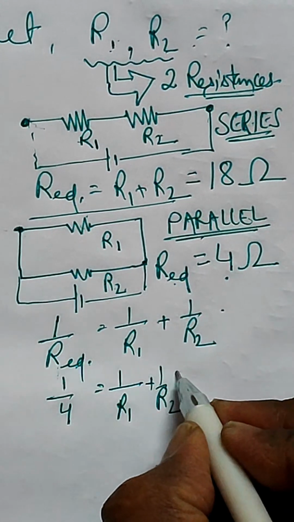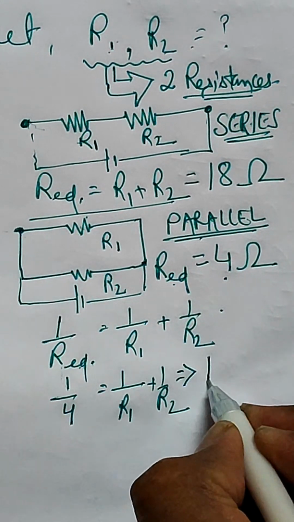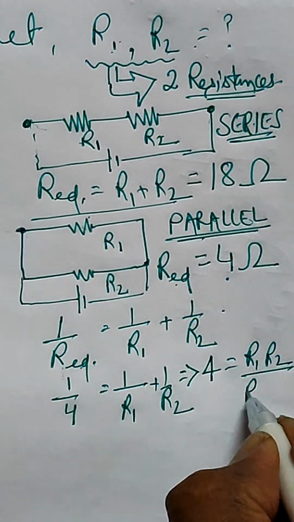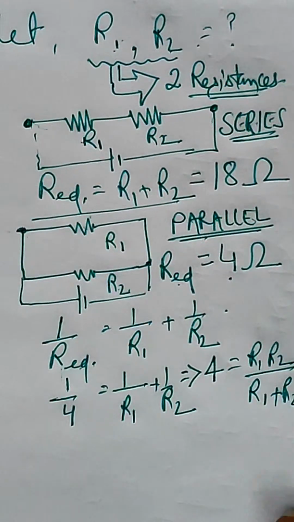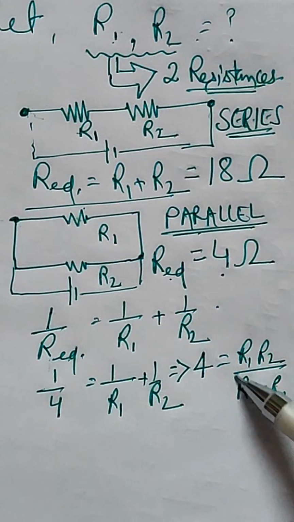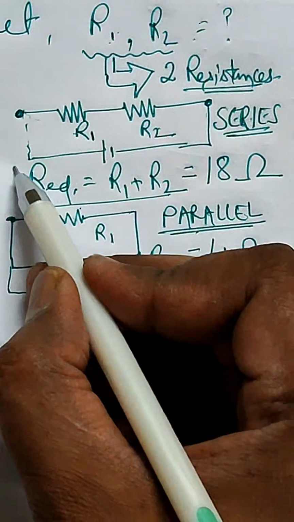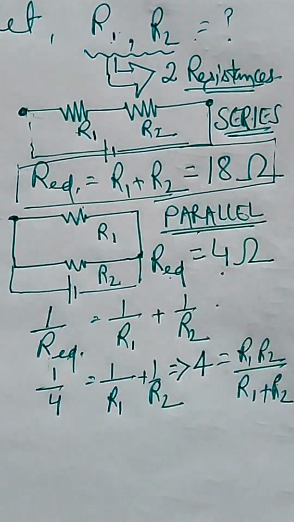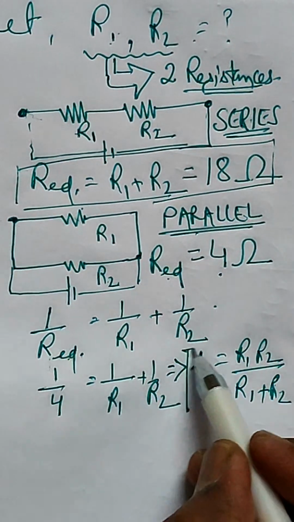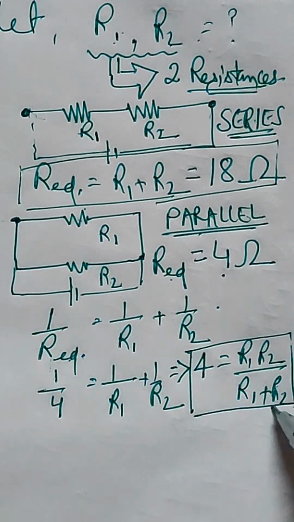And this will give you R equivalent, that is 4, equal to R1 R2 by R1 plus R2. This is the basic formula of equivalent resistance. So here we have two equations with us. One equation is R1 plus R2, the value was 18 ohm, and the second is 4 equal to R1 R2 by R1 plus R2.